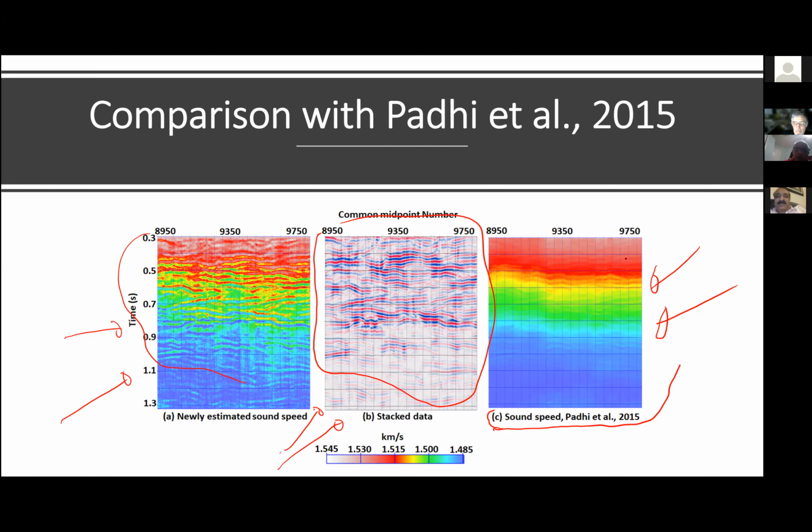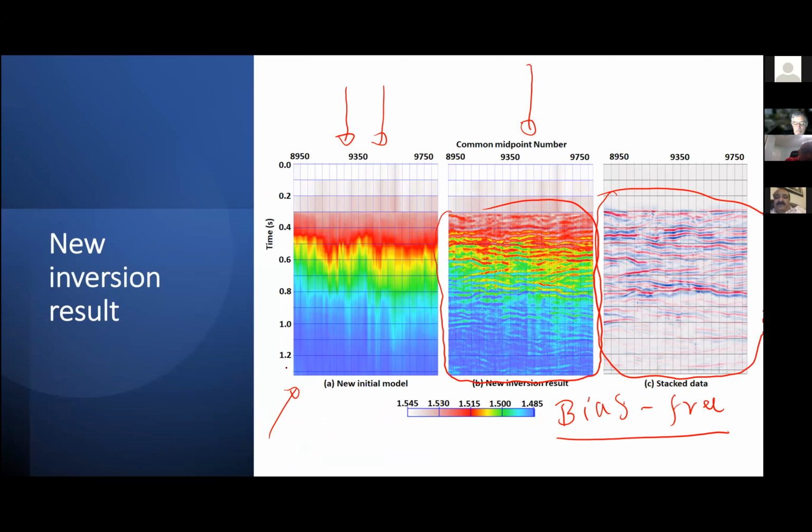So let's go back. You start with this initial sound speed model, and you run the pre-stack full waveform inversion, and this is the sound speed model you get.